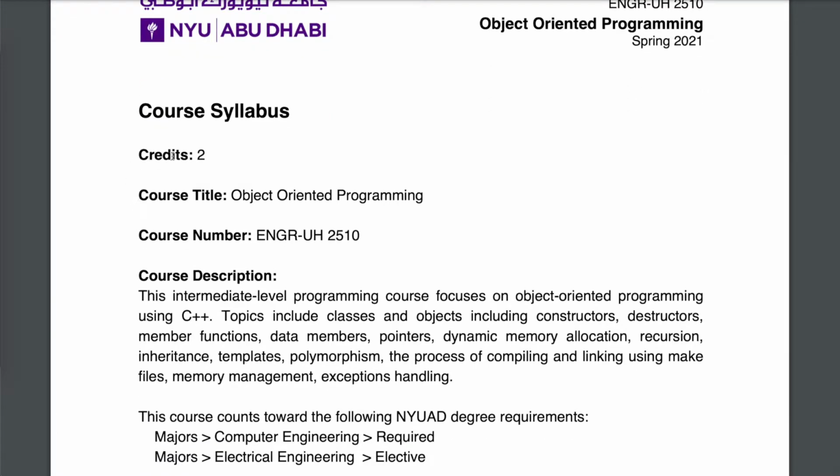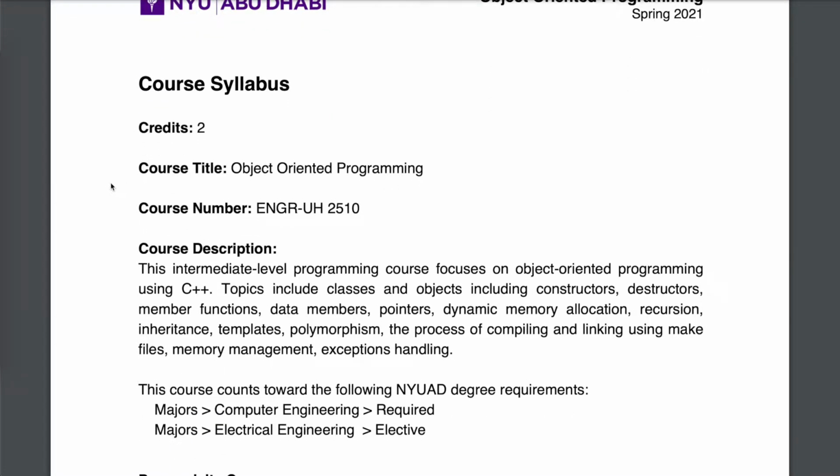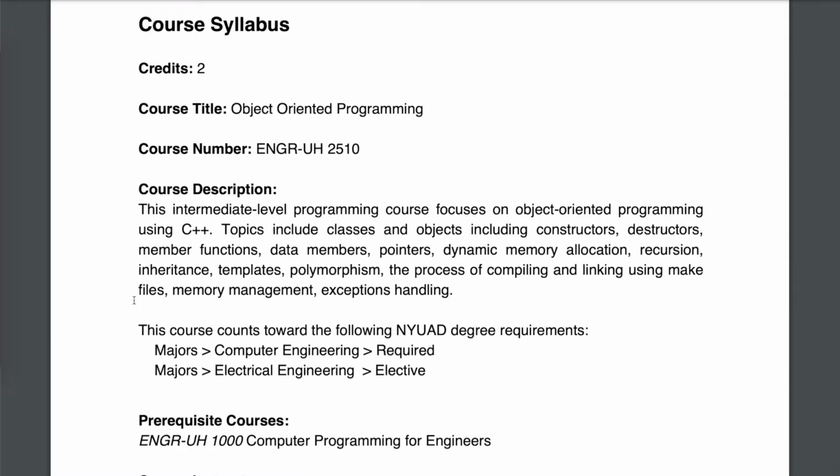So the course is for 2 credits and the title is Object-Oriented Programming. The course number is ENGRUH 2510, and the course is an intermediate level programming course that focuses on object-oriented programming using C++. The topics we'll be covering are classes, objects, including constructors, member functions, data members, pointers, dynamic memory allocation, recursion, inheritance, polymorphism, and compiling with makefiles, memory management, exception handling.